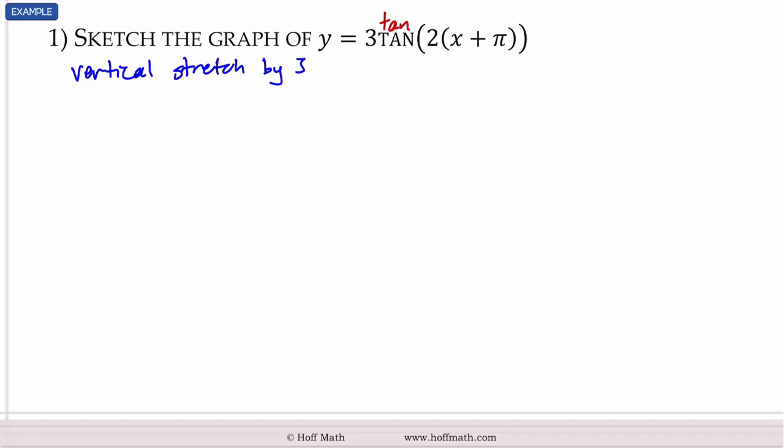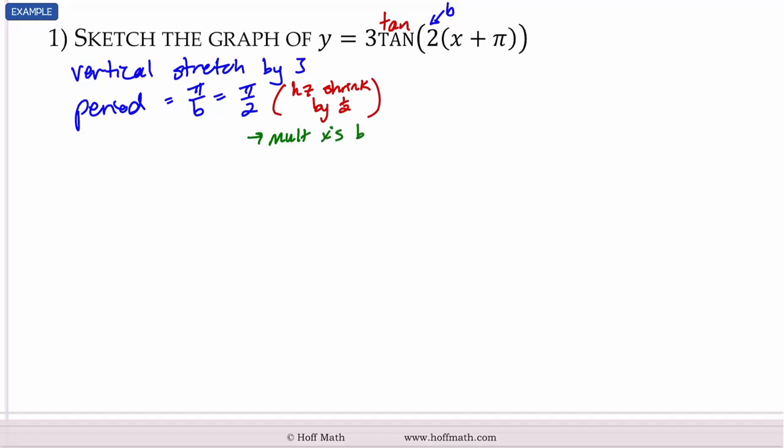Then we talk about the period. The period here is going to be just pi divided by the b value, which in this case is 2. So it's going to be pi over 2. Now, as far as the transformation is concerned, we could describe that as being a horizontal shrink by a half. What we're going to do when we get to our t-table is multiply the x's by a half. We'll come back to that later. Let's carry on with our transformation.